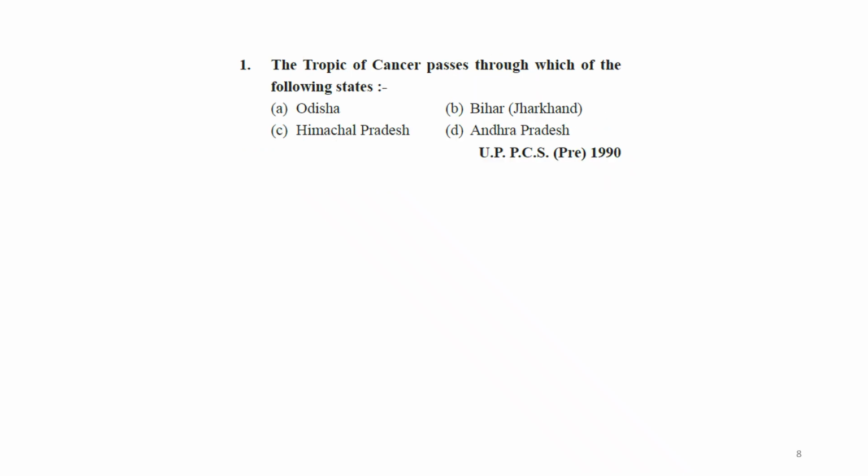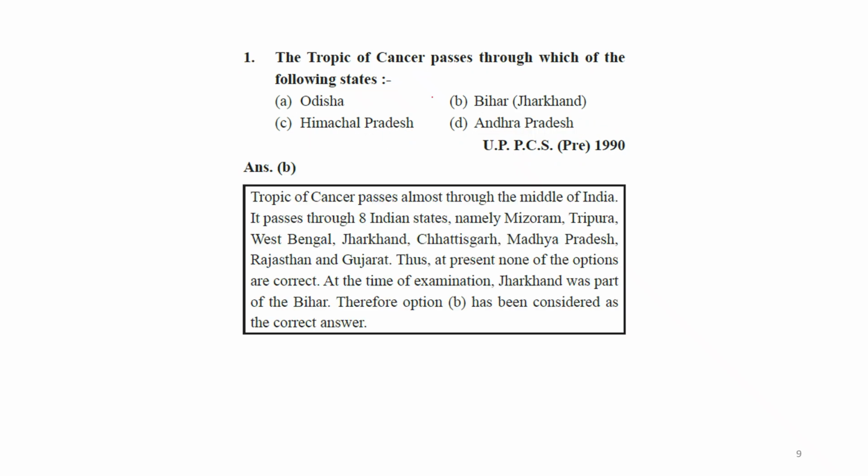Next, now they're asking about the Tropic of Cancer. The Tropic of Cancer passes through which of the following states? Again, as I told you in the previous slide, we should know how many states the Tropic of Cancer and Tropic of Capricorn are crossing, and how many cities they pass through. The options are Odisha, Bihar, Jharkhand, Himachal Pradesh, and Andhra Pradesh. The answer is B, Bihar.